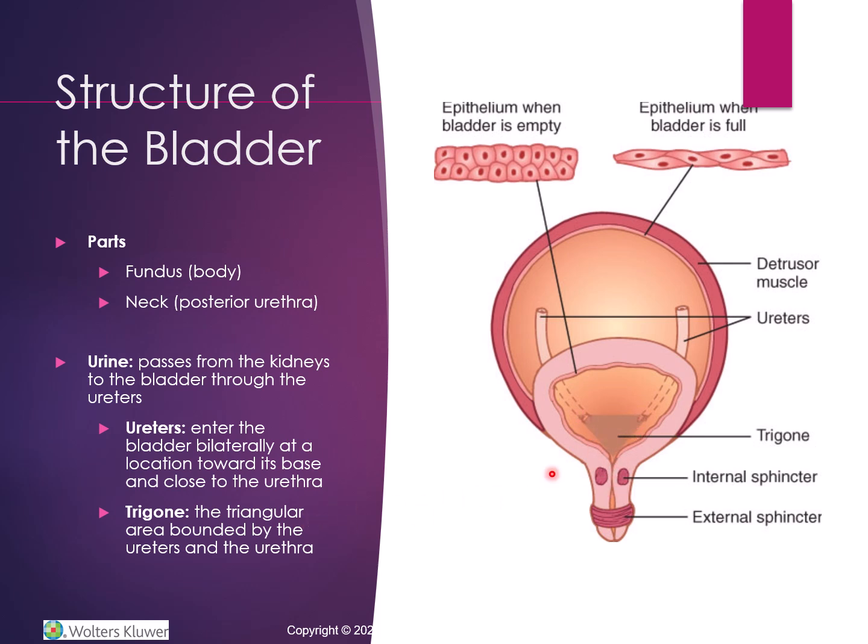And the trigone is this triangular area that is made up of the two entrances of the ureters as well as the exit of the urethra. So that's that small area that's bound by those two incoming urinary tracts and the tract that allows us to empty urine from the bladder.